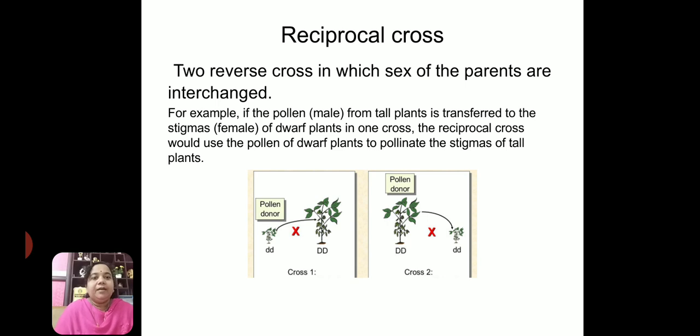So once again, a reciprocal cross means a reverse cross with the sexes of the parents reversed. For example, the plant giving pollen is considered the male. If the pollen from a tall plant is transferred to the stigma of a dwarf plant in one cross, then in the reciprocal cross the pollen of the dwarf plant is pollinated onto the stigma of the tall plant. Here the picture is depicted. You can look into that for more details.